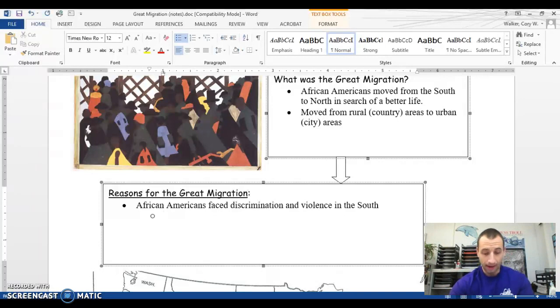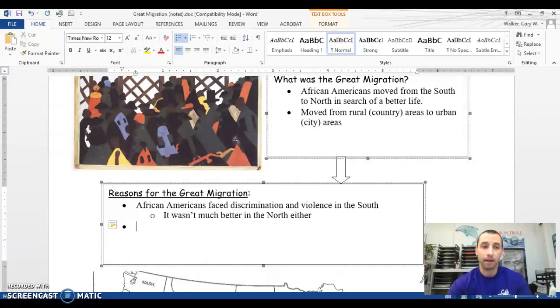What they ended up finding out later, and this is a sub-bullet you can write down, is that it wasn't much better in the North either. So even though they said we're getting away from the things that we're facing here in the South, so let's go north, it's got to be better there, it turned out there was still a lot of discrimination in the North. Less violence overall and a little bit better, but still discrimination.